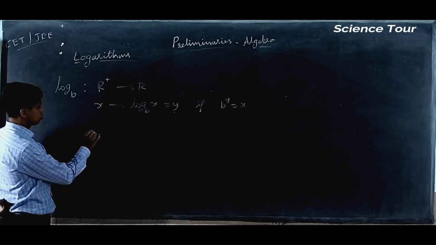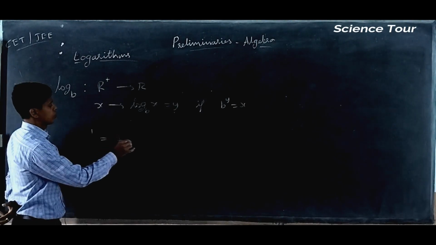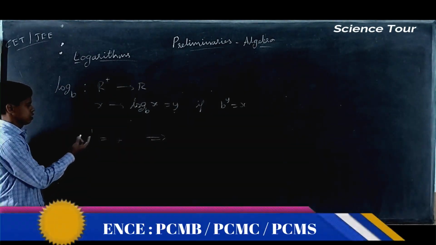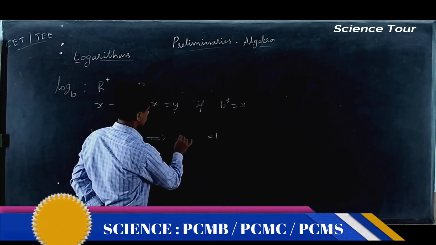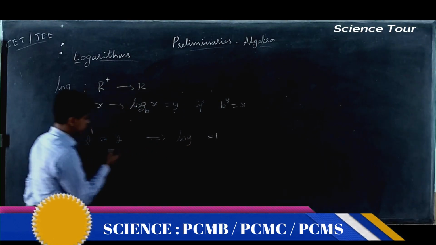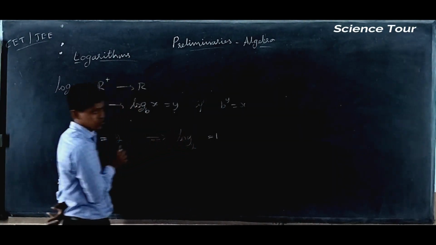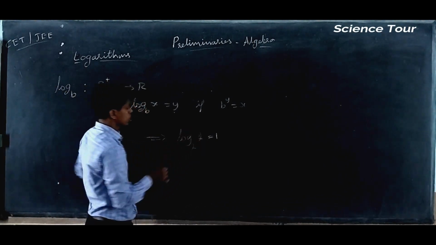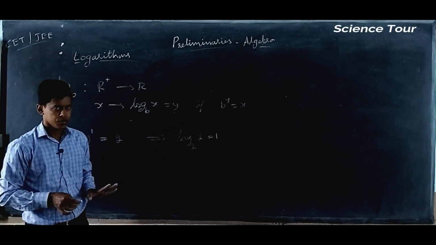You have 2, correct? 2 to the power 1 is how much? That is 2 itself. Now if you want to write this in terms of log, I want to write this 1 is equal to log, what is the base for the exponential here? Base is 2, so the base for log is also 2 and this 2 is here. So log 2 to the base 2 is 1, correct?